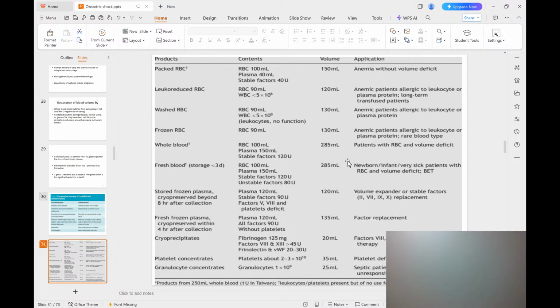Fresh frozen plasma, which has stable factors, cryoprecipitate or platelet concentrate with 35 ml of platelet.